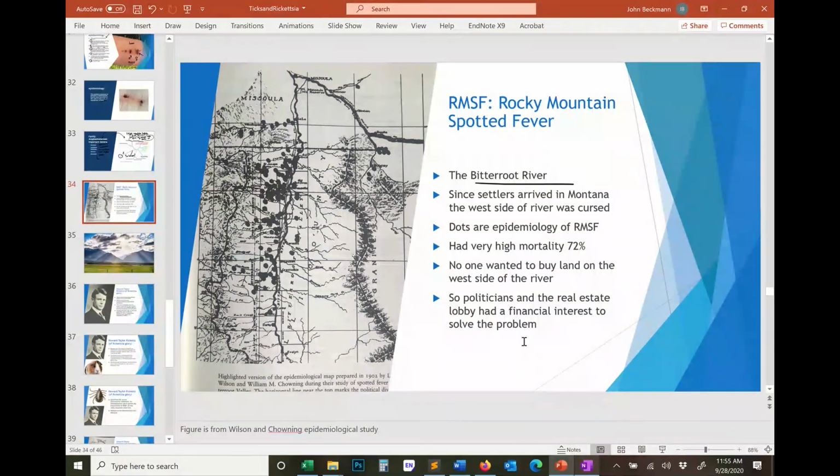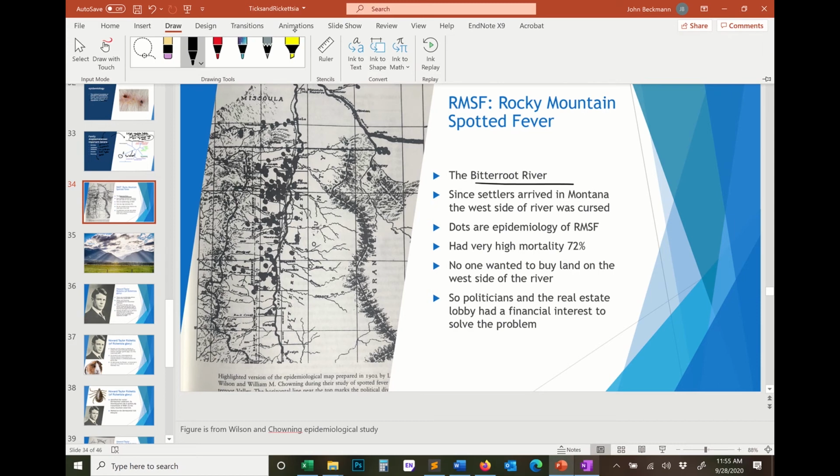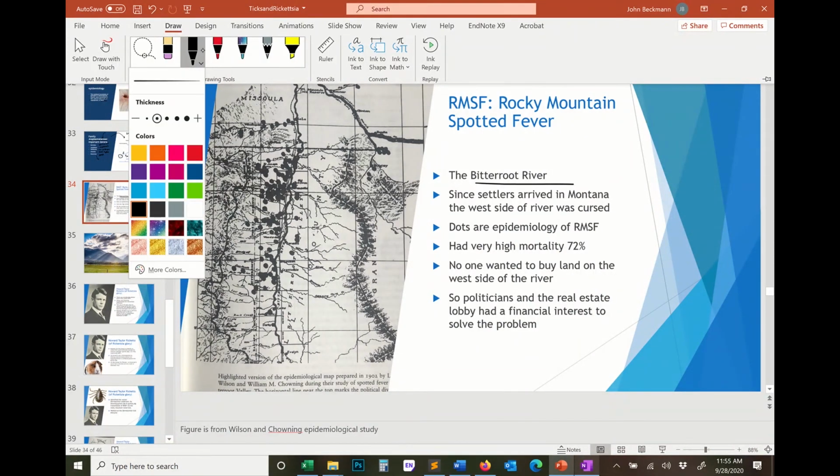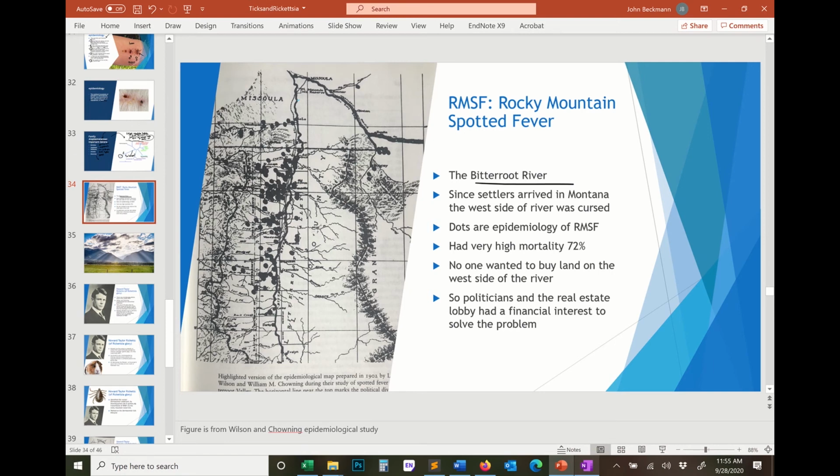We first started learning about this disease as soon as settlers started going into Montana, so late 1700s, early 1800s. And before that, there were people living there. But the Native Americans here, it's not clear to me if they were immune to the disease because they had been here for so long or not. But we started hearing about this disease when settlers started coming into this area in Montana as we were expanding westward in the United States.